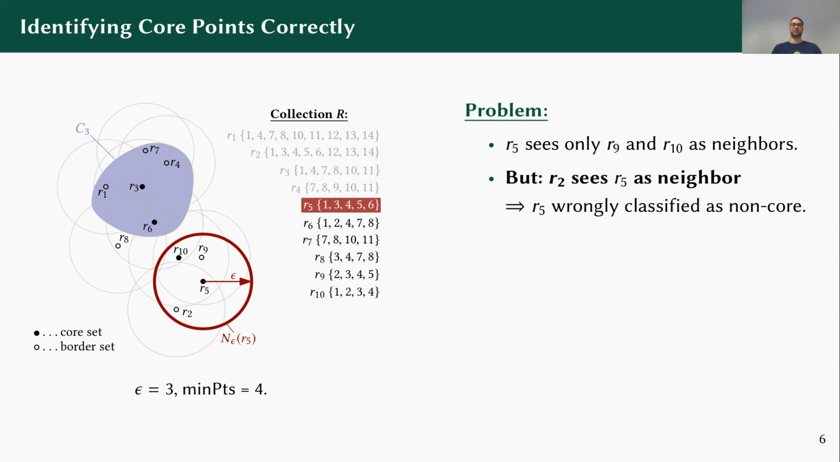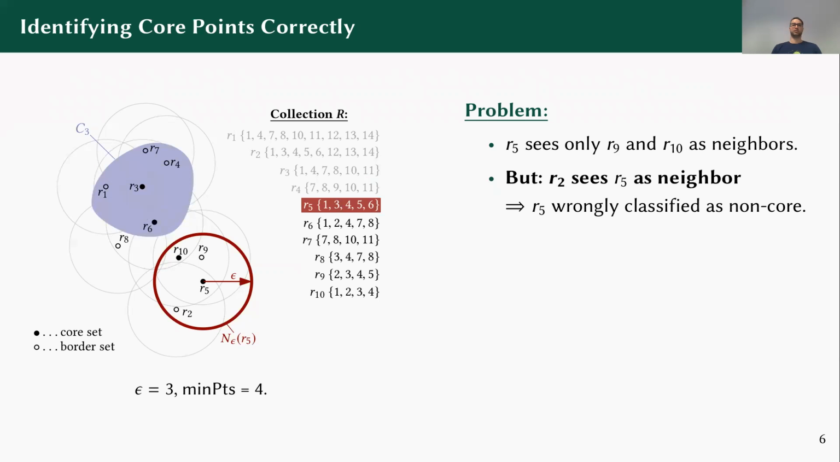Our second problem is the correct identification of core points. In our example, we move on to R5. Based on the look-ahead neighbors, R9 and R10, R5 cannot be classified as a core point because R5 sees only 2 out of 3 neighbors, and min points is 4. However, R2 is also a neighbor of R5.